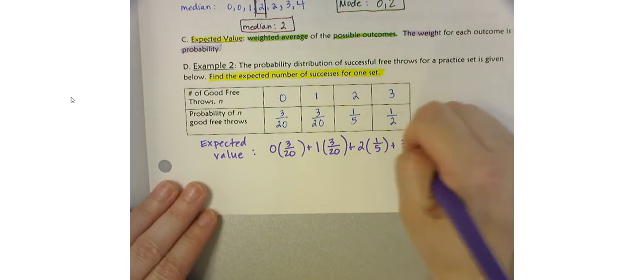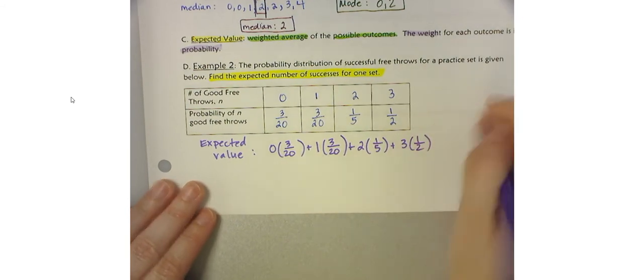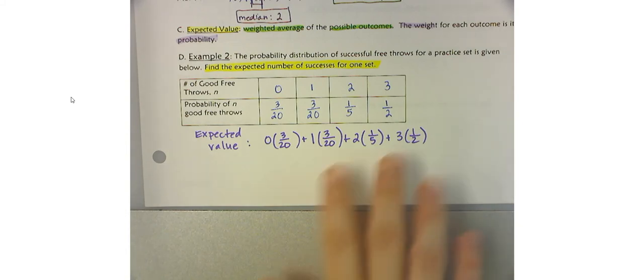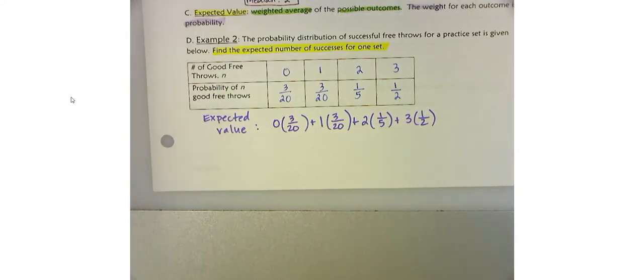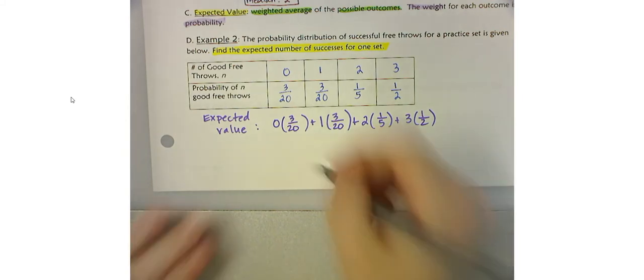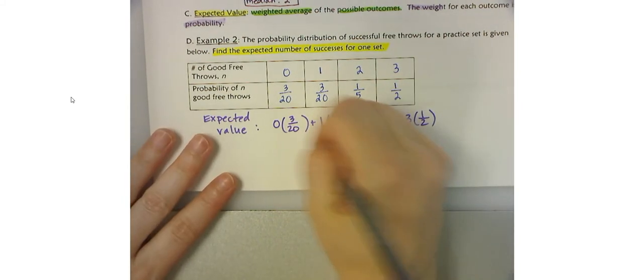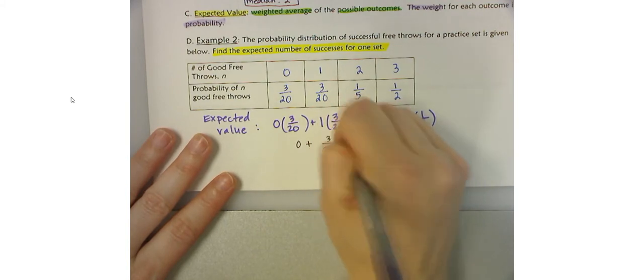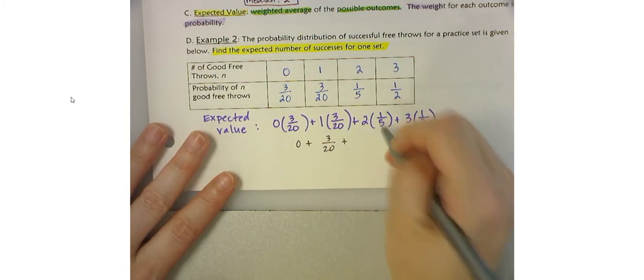Okay, and then we're going to do this without our calculator first, and then put this in fraction form. So we know 0 times anything is just going to be 0. So this is going to be 3 over 20 plus, what's 2 times 1/5? 2/5. 3 times 1/2. Okay, so if I'm going to add those together, I have to have a common denominator.